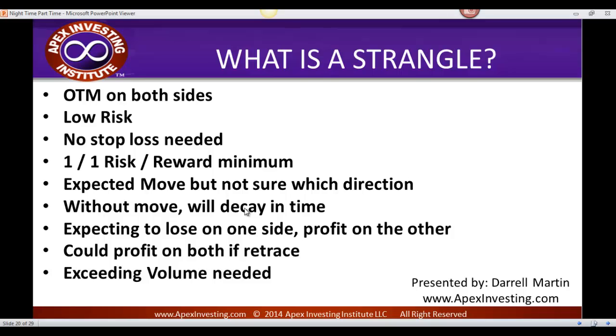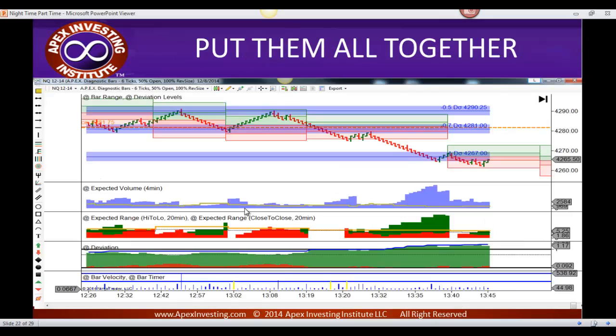But what we need is some expected volume. So again, we've got our 20-minute range bars. We're seeing, hey, the market's moving, right? But it's kind of up, down, up, down. Not sure which way it's going to go. It's not a clear straight downtrend or straight uptrend. Remember our expected volume here? Boom, boom, boom. It's just firing off. That means we got some volatility going on in the market. We got some movement going.